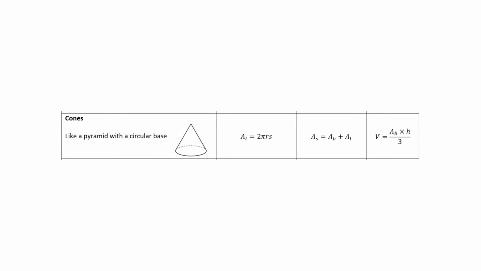For a cone, it's again similar to a pyramid, but this time with a circular base. So the lateral area is equal to 2 times pi times r times the slant height. The surface area is equal to the area of the base plus the lateral area. The volume is equal to the area of the base times the height divided by 3.